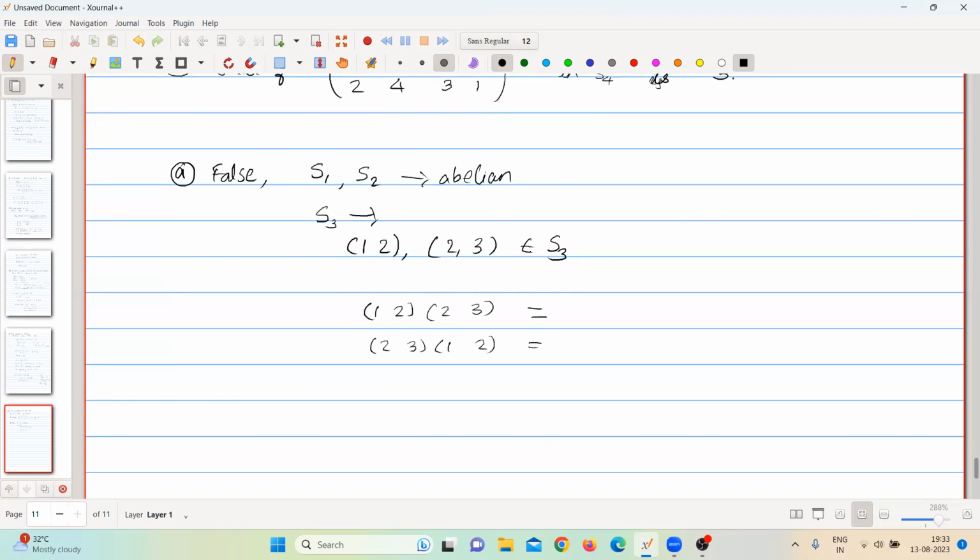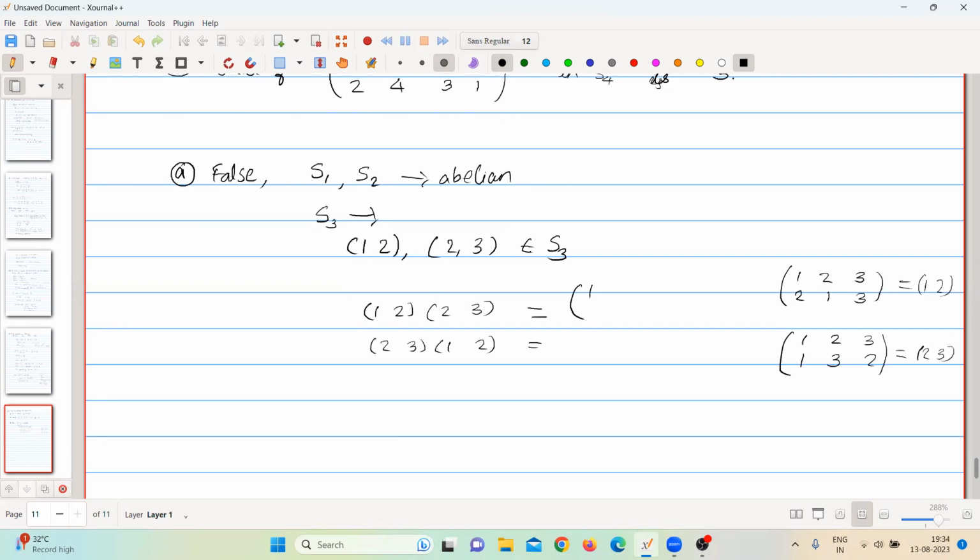So what is (1 2)(2 3)? (1 2) means 1 is going to 2, 2 is going to 1, and 3 is fixed. And (2 3) means 2 is going to 3 and 3 is going to 2, and whatever remains is fixed. From here you can see what (1 2)(2 3) is. First we should apply (2 3). This is our (2 3), and this is our (1 2).